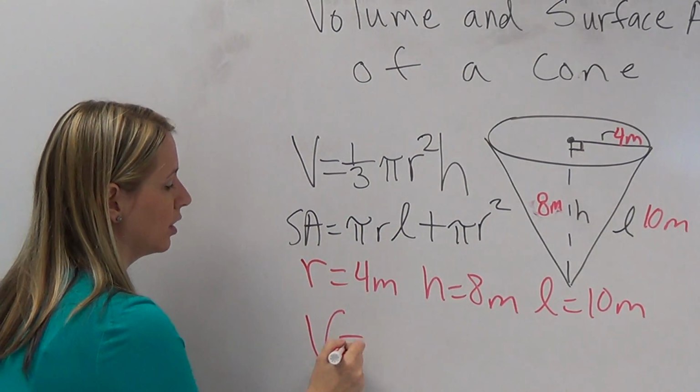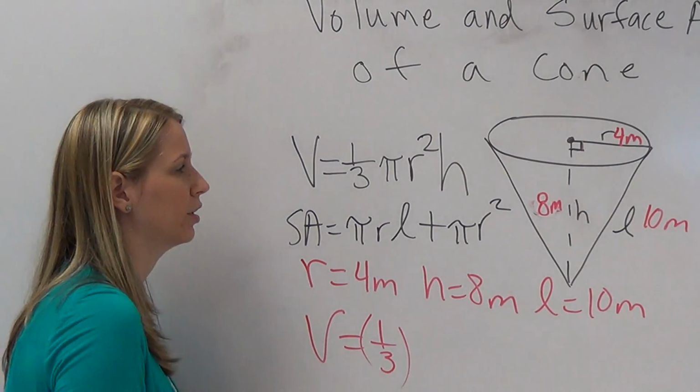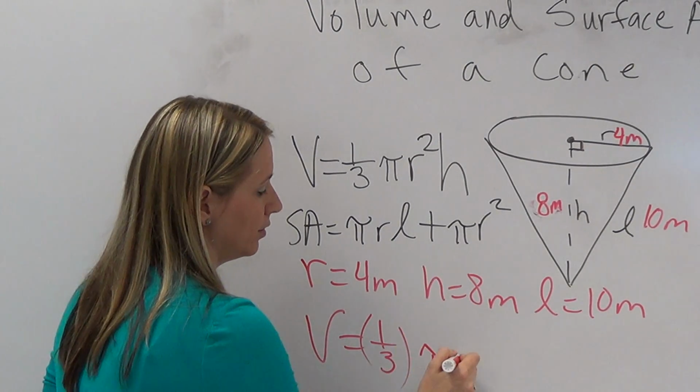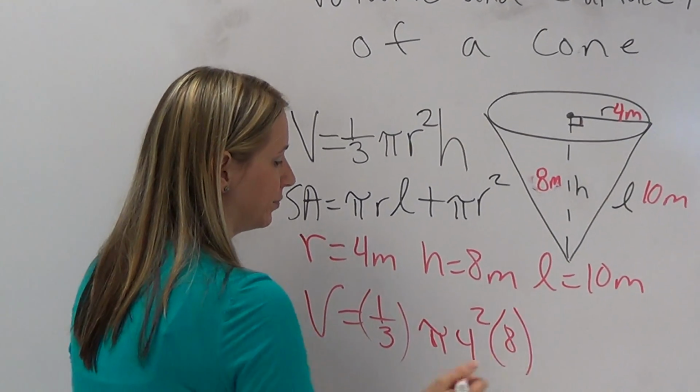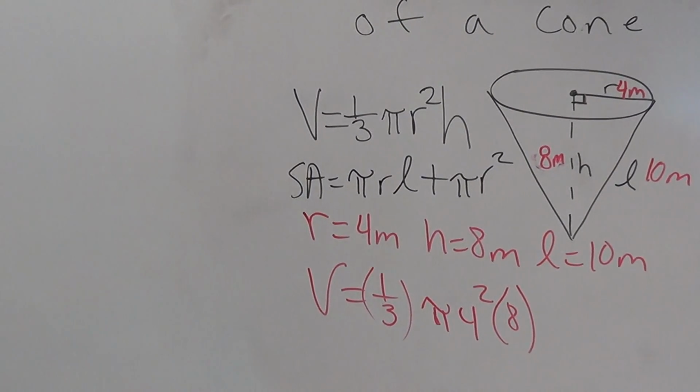So volume is going to be 1/3. Let's put that in parentheses. It makes it easier to put in the calculator. Times pi times the radius, which is 4 squared, times the height, which is 8.